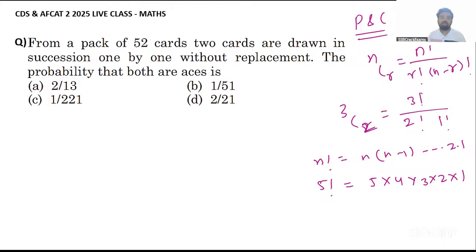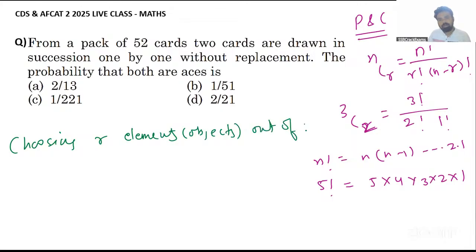So selecting NCR means choosing R elements or objects out of n objects. Suppose you have n objects and you want to choose R objects from that, then the ways you can select is NCR. This is what NCR represents.